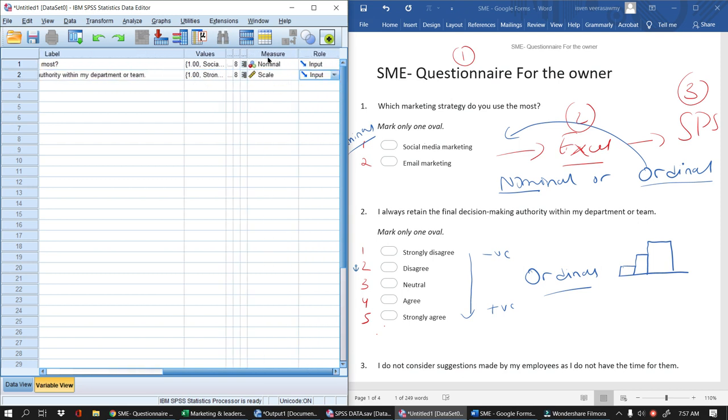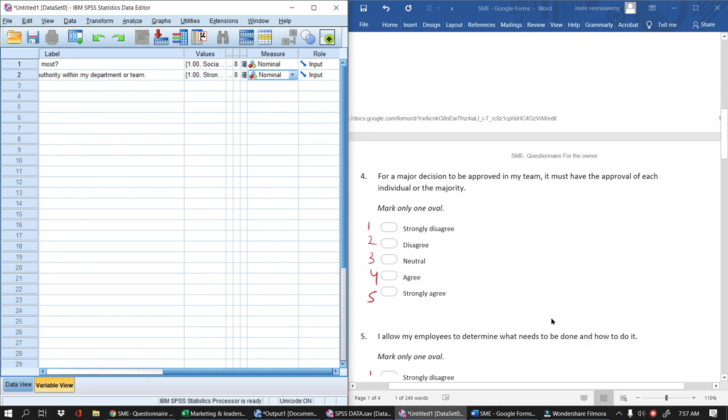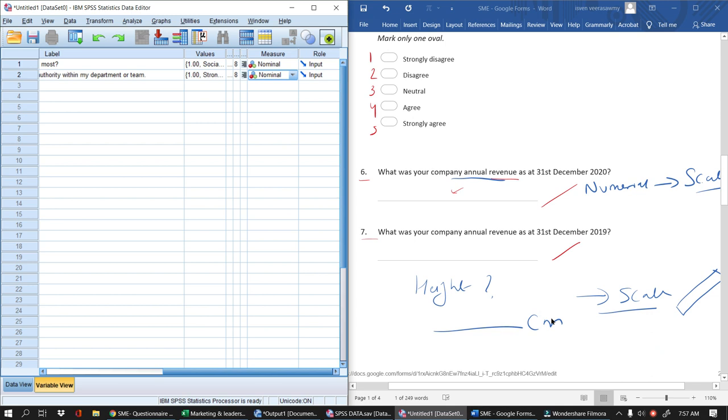To this one, to the measurement. What type of measurement was this question? It was ordinal. So now you proceed for all the questions. The coding should be done in a similar manner, except for this one. This one is fairly simple because it is numerical. You do not need to do any coding. Let me demonstrate.